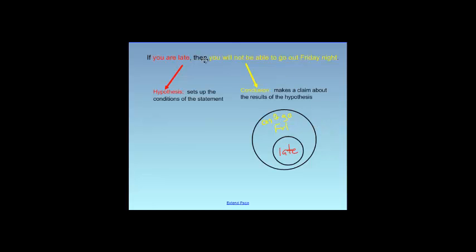And another way to do this is kind of outline it. You can take your hypothesis, if you are late, and then we draw what's called an implication arrow. And being late implies that you can't go out on Friday night according to this statement. So in basic terms, your hypothesis leads to your conclusion, and that's what this arrow means. Again, that would be read implies. Hypothesis implies conclusion.